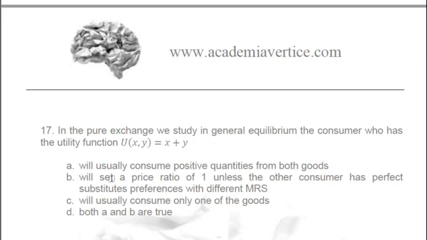We'll set a price ratio of 1 unless the other consumer has perfect substitute preferences. Yes, we know that the consumer who has perfect substitute preferences will set the price, the rate at which the goods are exchanged. Well, this case, as I told you, if the other player is also a perfect substitute player, is more complicated. In this case, strange things happen. Let's leave it like that. This consumer will usually consume only one of the goods. Then A and B are true.